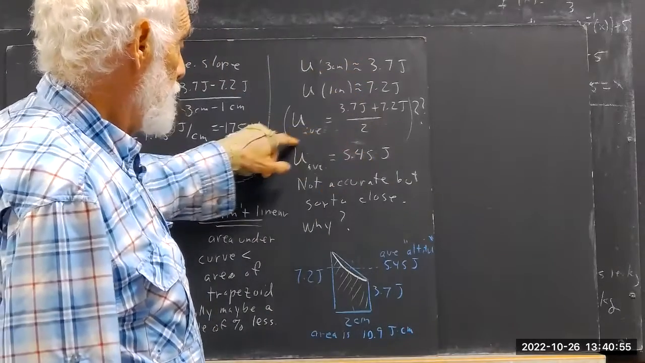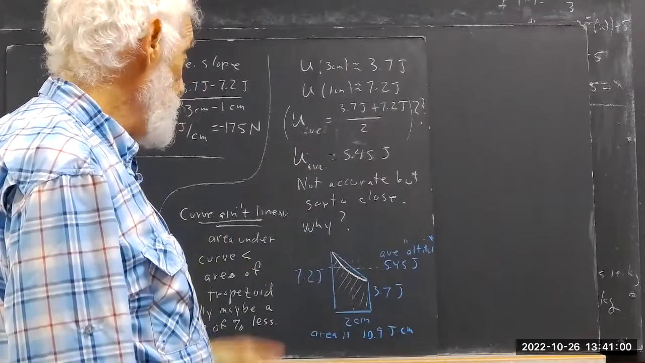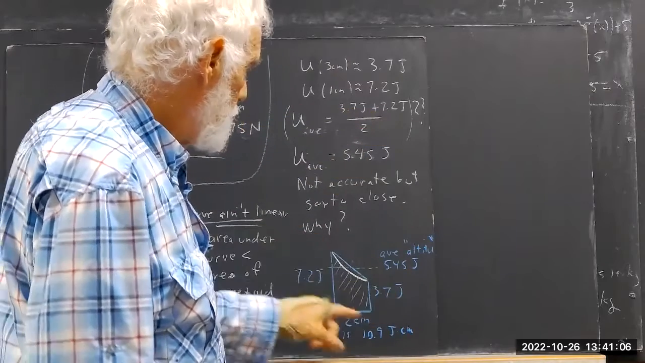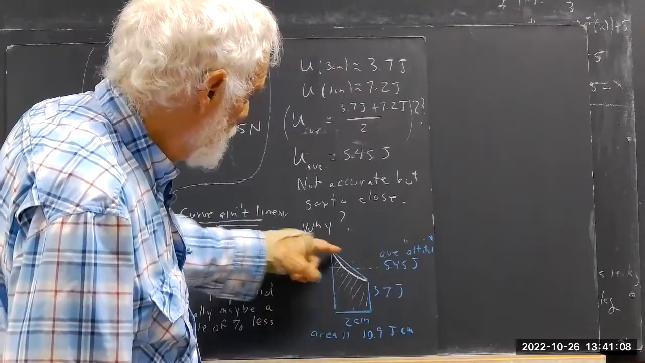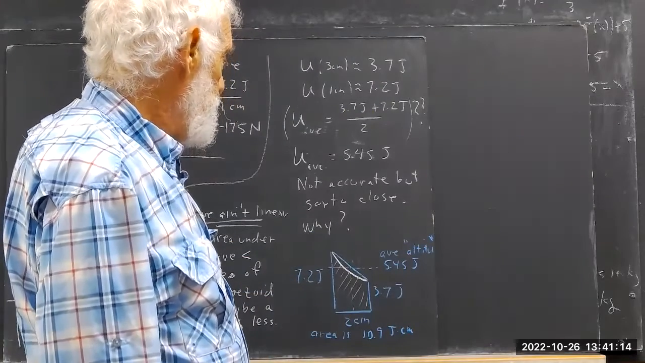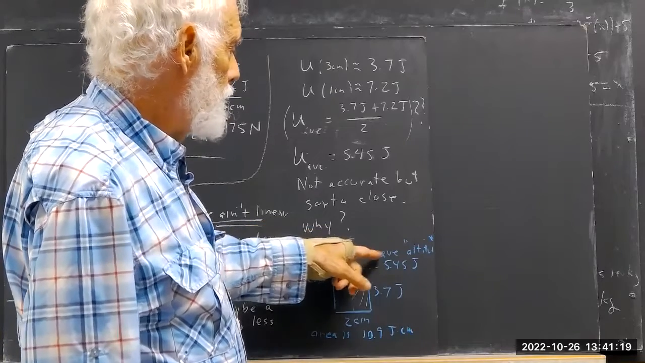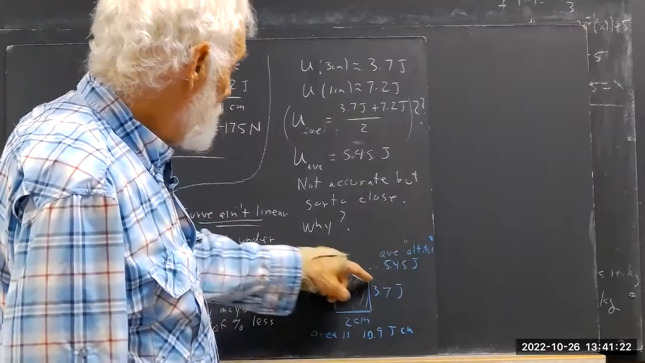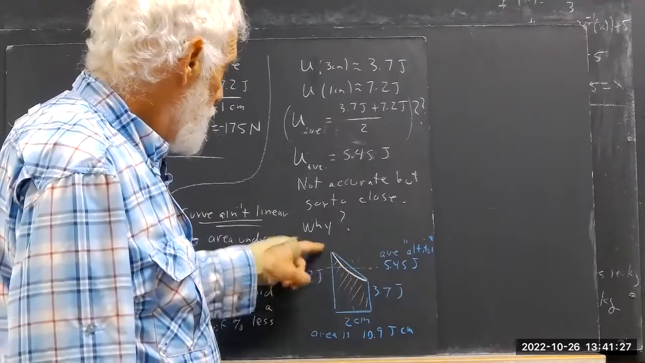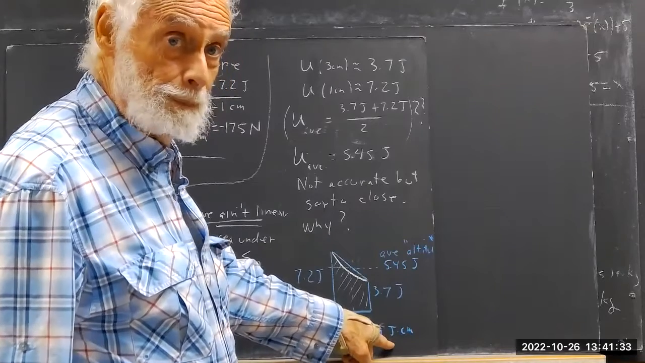Using our estimates, we calculate an average value of U approximately, that's not accurate, but it's close. Why is that? Okay, the average of these is about 5.45 joules. If this is that segment of the curve, and this is the blue trapezoid you just saw, we could say that our average altitude for the trapezoid would be 5.45 joules. And the area within the trapezoid is 10.9 joule centimeters.